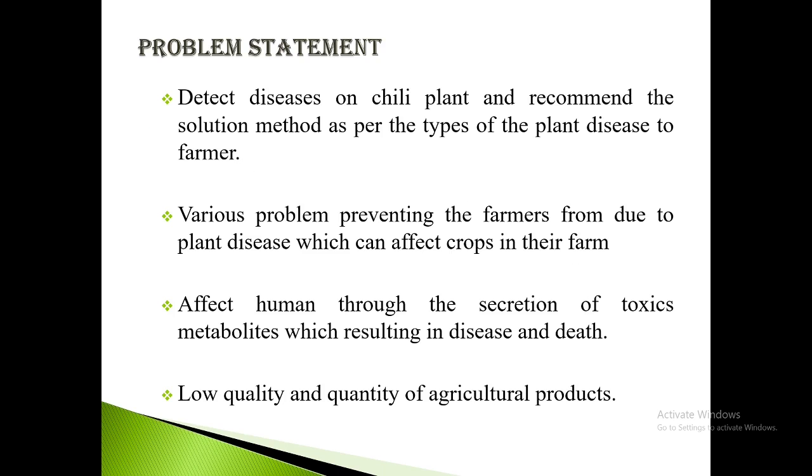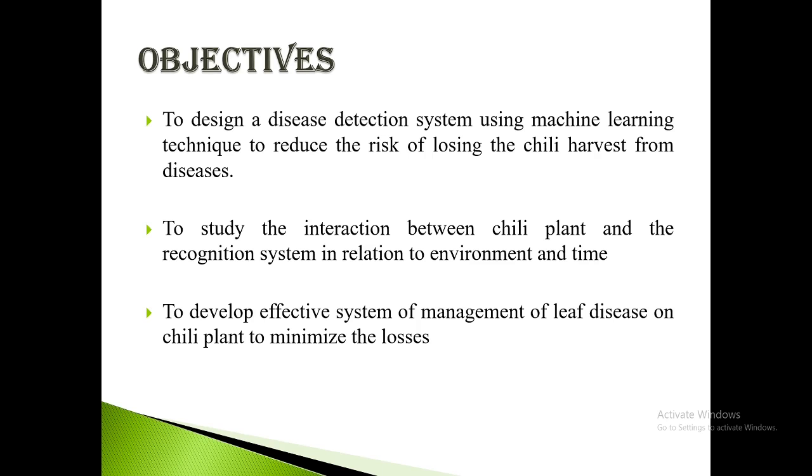The objective of this project is to design a disease detection system using machine learning techniques to reduce the risk of losing the chili harvest from disease. To study the interaction between chili plant and the recognition system in relation to environment and time. To develop effective system of management of leaf disease on chili plant to minimize the losses.